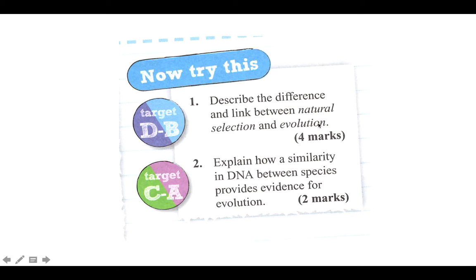So you should have said that natural selection is the effect of the environment on individuals so that those that are better adapted are more likely to survive. And therefore, for your second mark, they're more likely to pass on their genes with adaptations to their offspring. So those with the best adaptations are more likely to survive, 1 mark, 2 mark, as they've survived, they're more likely to pass on their adaptations to offspring. Your 3rd mark comes from saying, evolution is the gradual change in organisms over time.